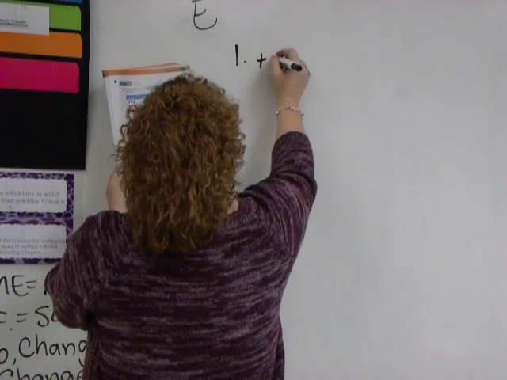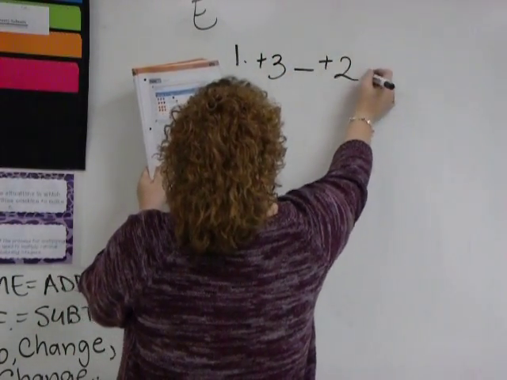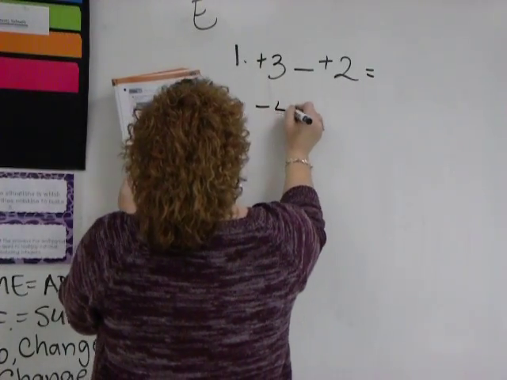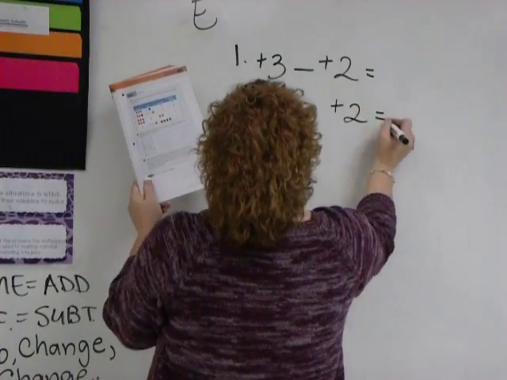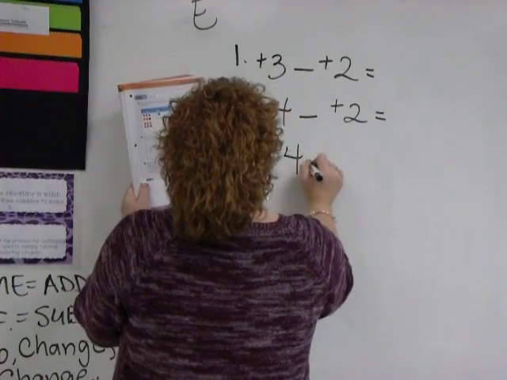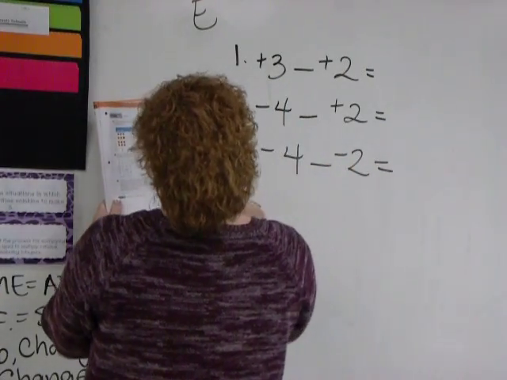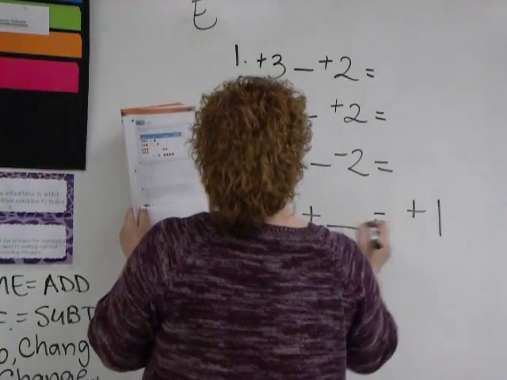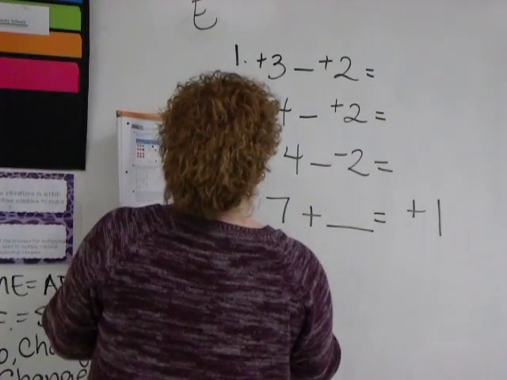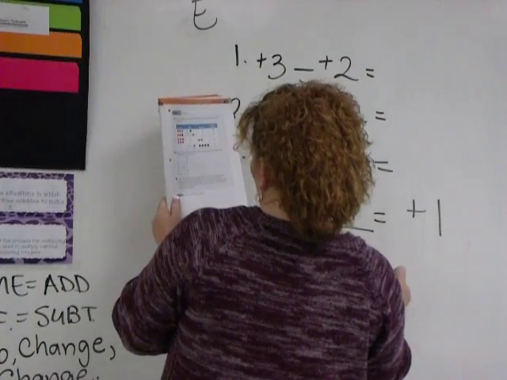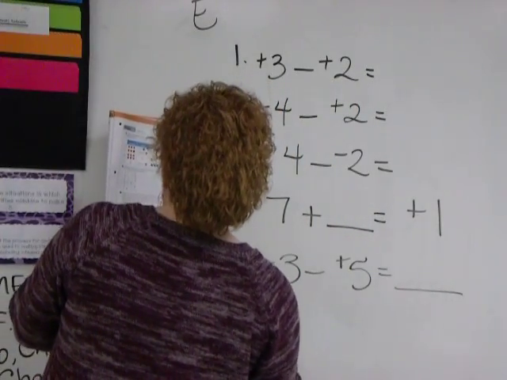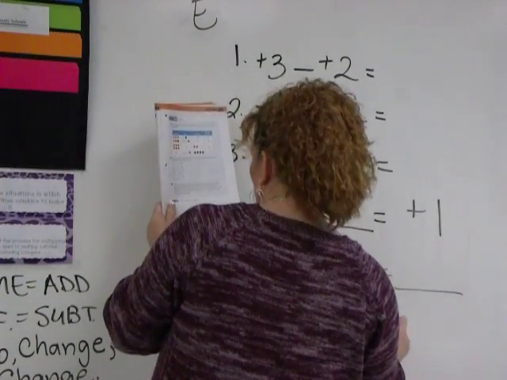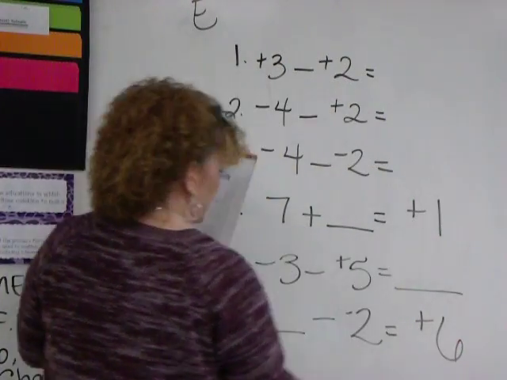You have positive 3 subtract positive 2. Negative 4 subtract positive 2. Negative 4 subtract negative 2. Positive 7 plus what gives you a positive 1. Negative 3 subtract positive 5. And then what minus a negative 2 gives you a positive 2.